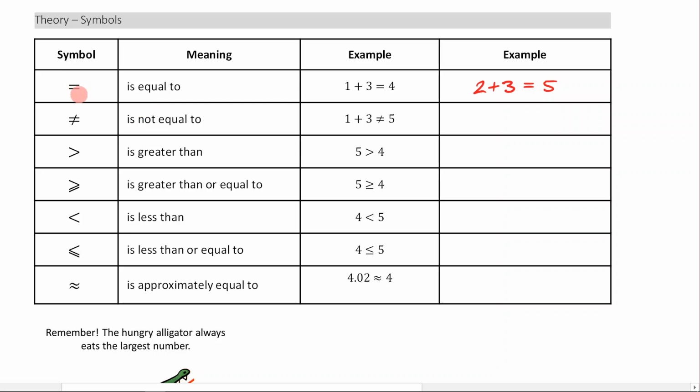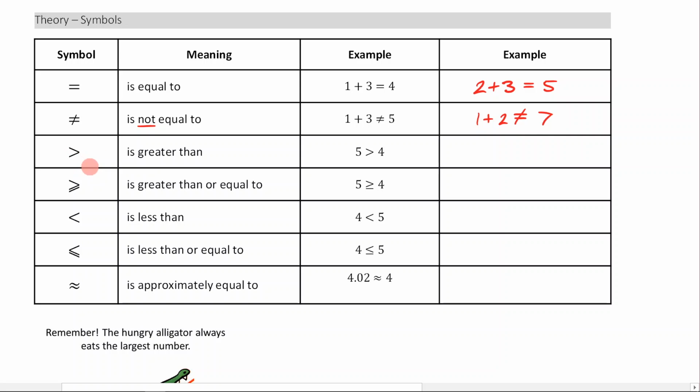So pretty straightforward, equals. Well, the next symbol that we have is an equal to symbol, but with a line through it. What this means is not equal to. Our example, 1 plus 3 is not equal to 5. We could write another example. How about 1 plus 2 is not equal to 7? So when I have an equal to symbol with a line through it, it means is not equal to.